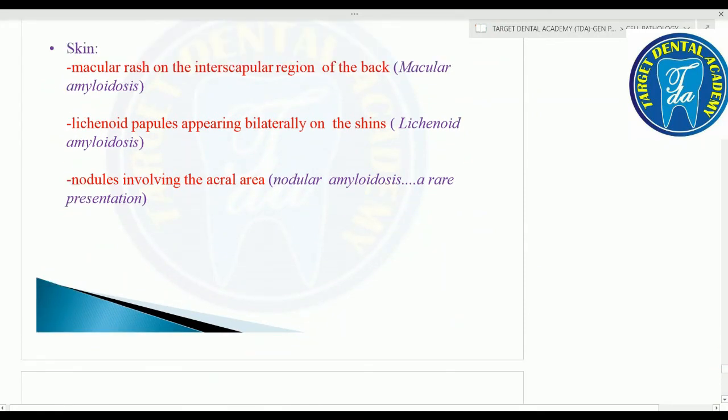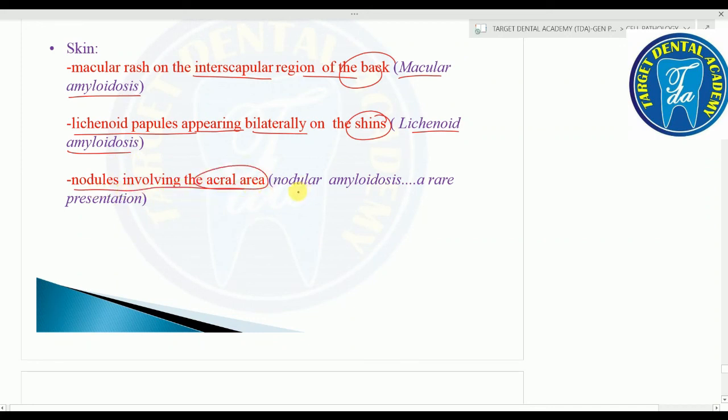On the skin, there is a macular rash on the interscapular region of the back, which is macular amyloidosis. The lichenoid papules appearing bilaterally on the shins are known as lichenoid amyloidosis, while the nodules involving the acral area are known as nodular amyloidosis. It is a rare presentation. Important.